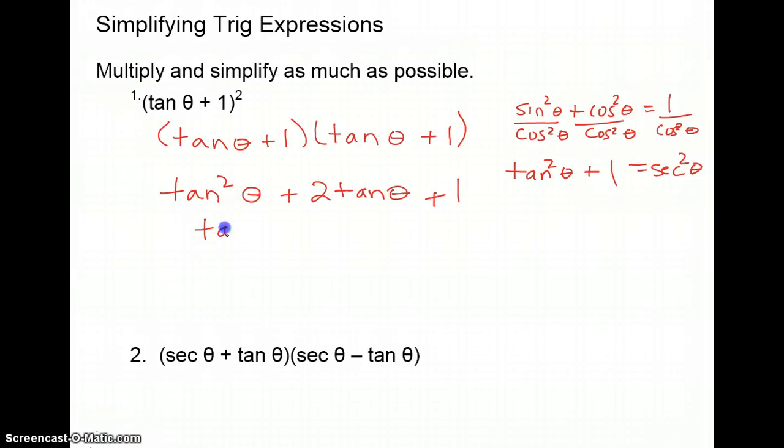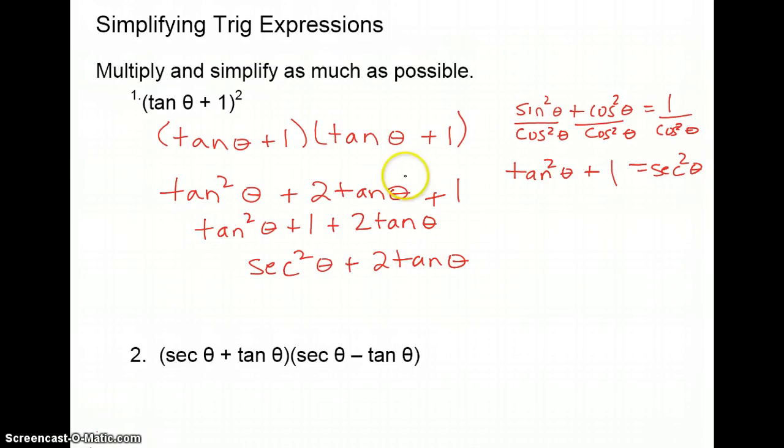So to simplify this expression, I'm going to put these two together. I'm going to put tangent squared of theta plus 1, and then after that plus 2 tangent of theta. So this part, tangent squared of theta plus 1, can be replaced with secant squared of theta plus 2 tangent of theta.